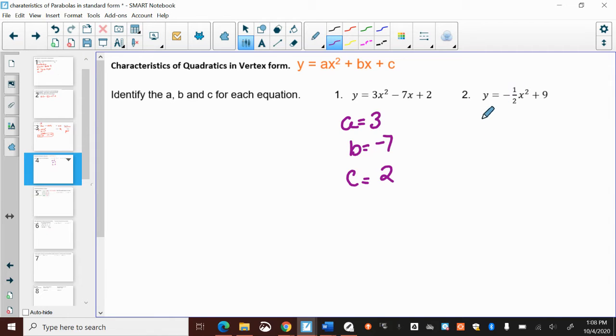For this function here, our a value, again, you take the sign in with it, would be -1/2. It's missing the bx term, so that makes b 0. The only thing to make that x go away is that 0, and our c is equal to +9.